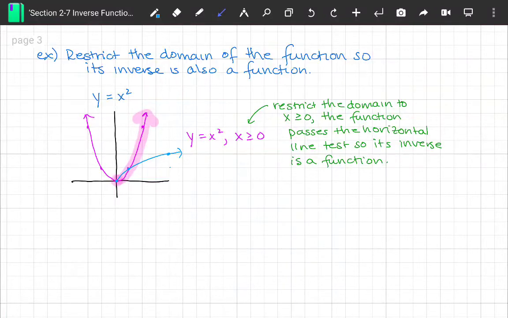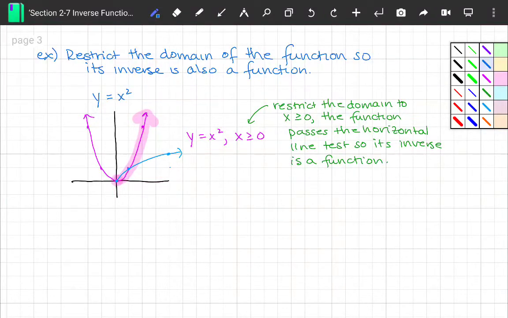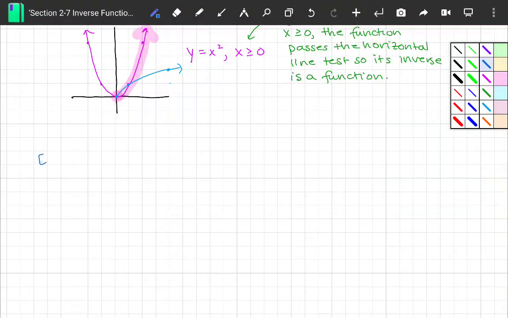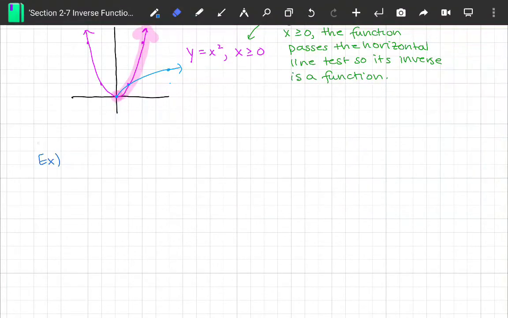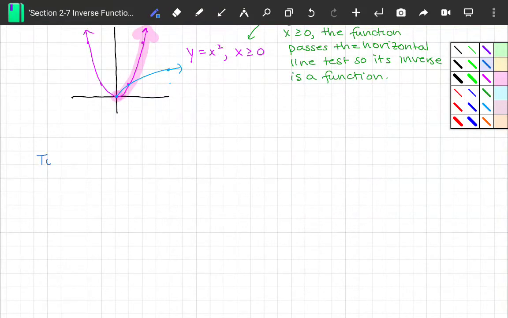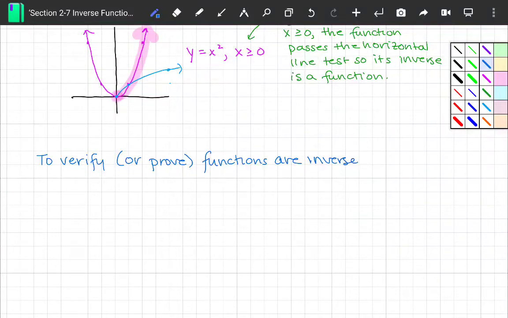All right, let's take a look at one more thing. Actually, I'm not going to make an example yet. Verifying inverses. To verify or prove functions are inverses of each other, let's take a look. What do you have to do?